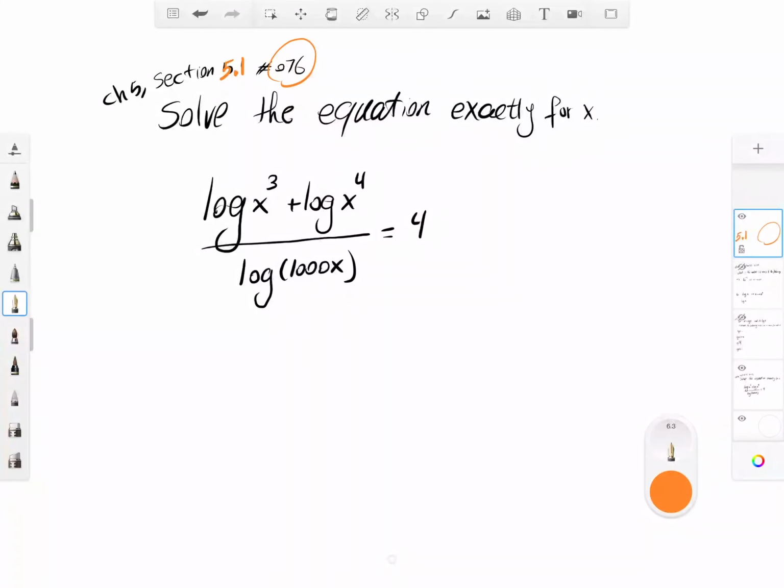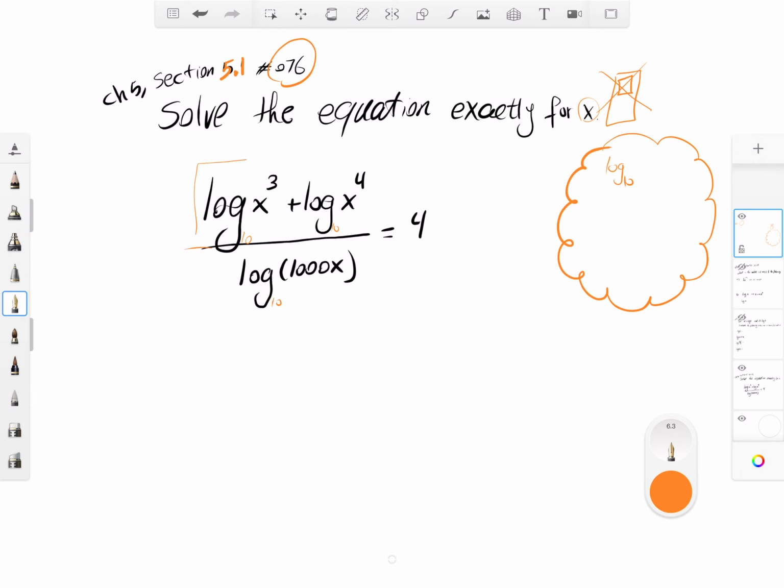So they're asking us to solve the equation exactly for x. Exactly for x means no calculator. So no calculator, and we need to apply any properties of log on this. And the good thing is we have base 10 for all of them because you don't see any base, so all of them are invisible 10.